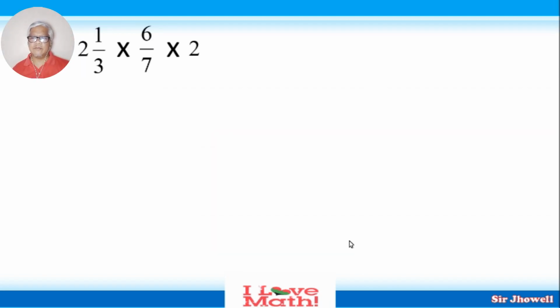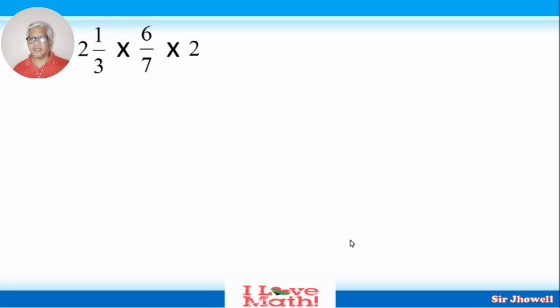Example, 2 and 1/3 times 6 over 7 times 2. If you look at our problem, merong mixed number na 2 and 1/3 and whole number na 2. So, kapag ganito, sabi natin, if there is a given mixed number, i-convert muna natin ito into improper fraction. And if there is a given whole number, lalagyan lang ng denominator na 1.